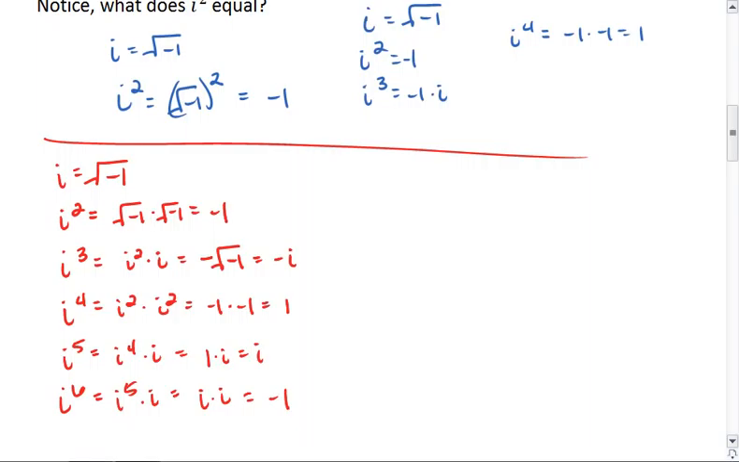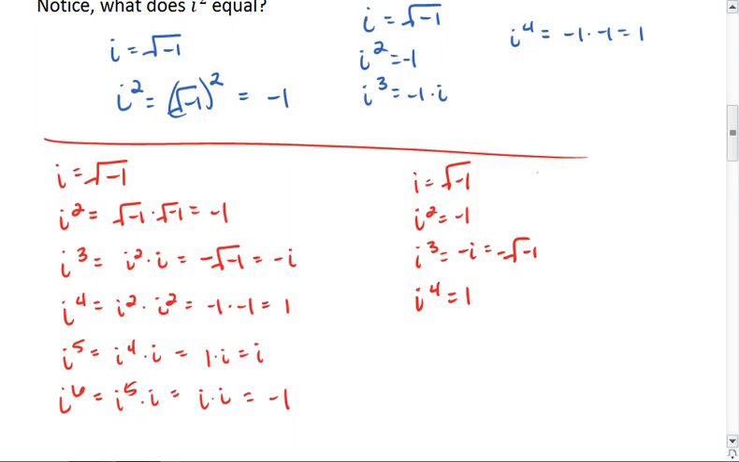What we see is we go through cycles where i is the square root of -1, i squared is -1, i cubed is negative i, or negative square root of -1, i to the fourth is positive 1, and then we repeat.